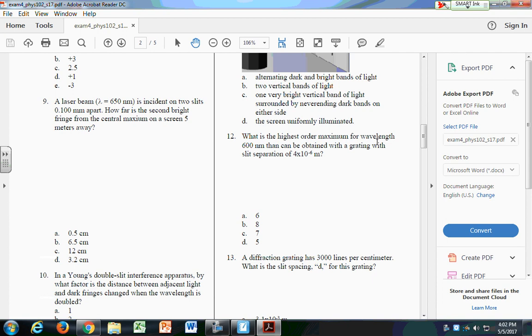Yeah, so a couple steps. First, you want to figure out what theta is. D sine theta equals m lambda. D is this distance, 0.1, 10 to the minus 3. Be careful with your units. Sine theta, m lambda, m is 2, as it's the second bright fringe. Lambda is 650, so 2 times 650. So theta then is the inverse sine of 2 times 650.